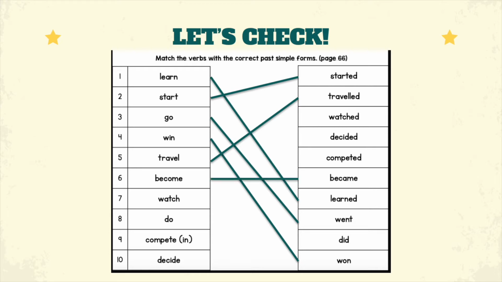Become, change into simple past form, became. Watch, watched. Do becomes did. Compete, competed. Decide, decided. So, it seems that it was quite smooth to match the answers here just now, but how far are you sure that all the answers that we matched here are correct? So, now let's check the answers again by listening to the audio.